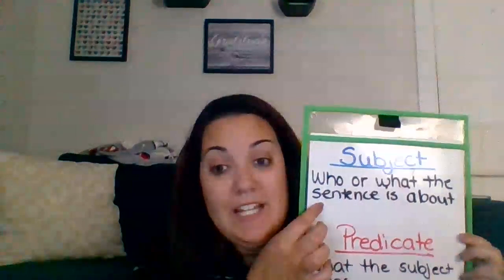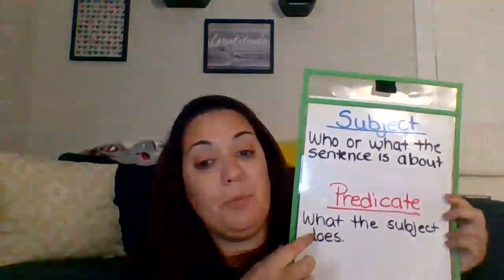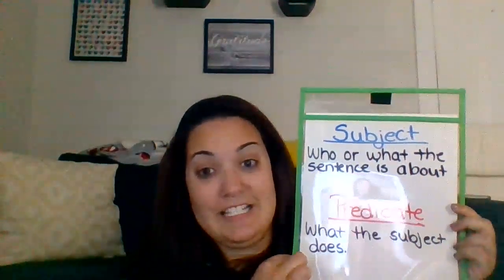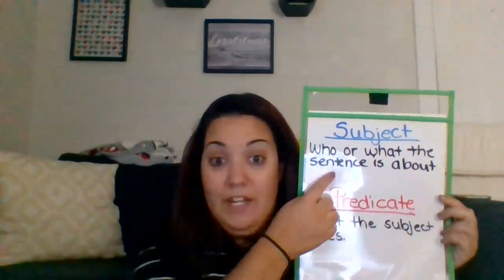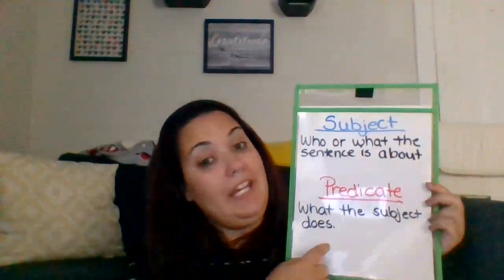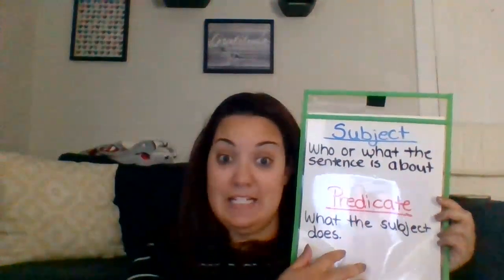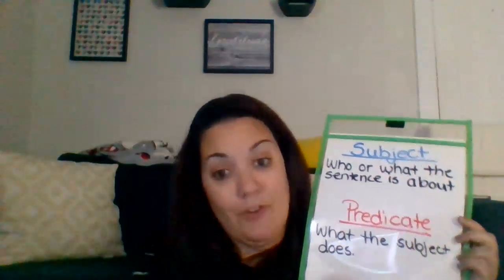So remember, to have a complete sentence, you need your subject, who or what the sentence is about, and a predicate, what the subject does. You'll usually find your subject at the beginning of the sentence with a noun in it, and your predicate will come at the end of the sentence, and it usually starts with a verb.